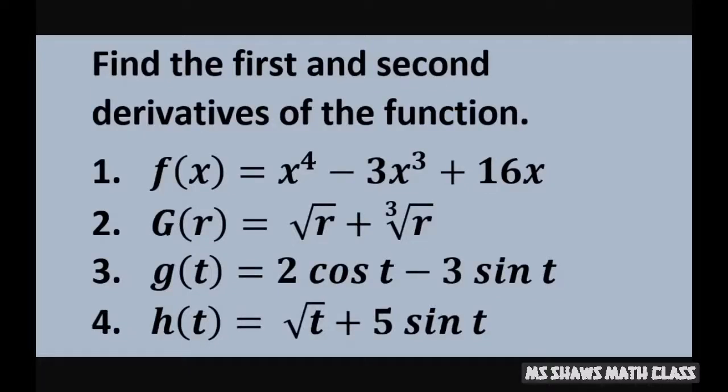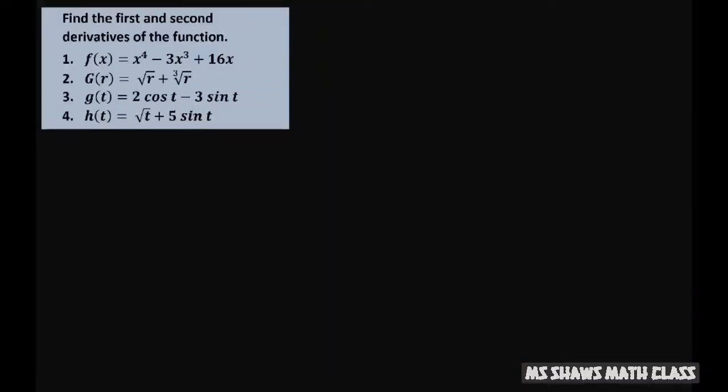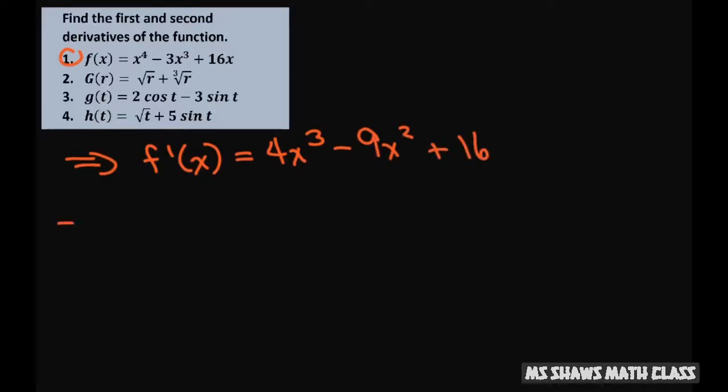For number one, we're going to find the first and second derivatives of each of these functions. We have 4 examples. So for the first one, this is number 1. To do the first derivative, f prime of x is going to equal 4x cubed minus 9x squared plus 16. The second derivative is f double prime of x, and that's just going to equal 12x squared minus 18x.